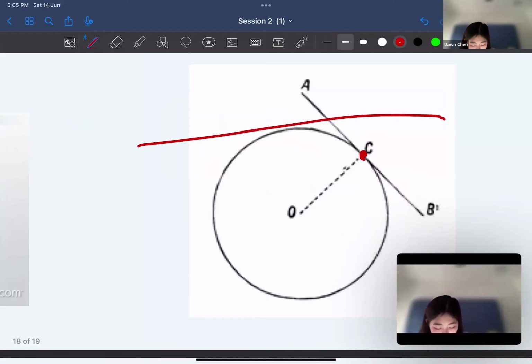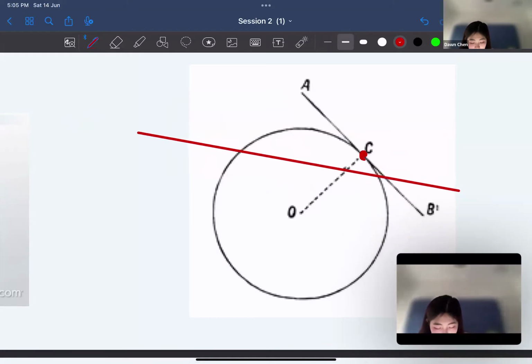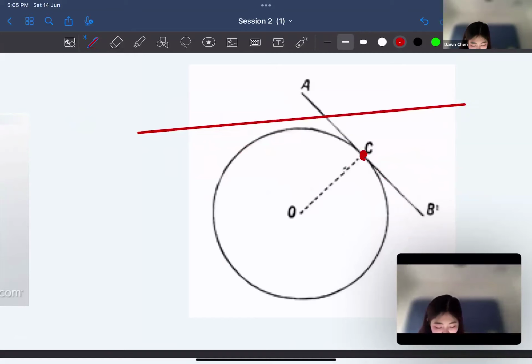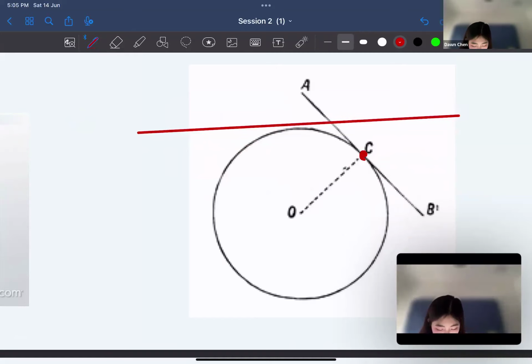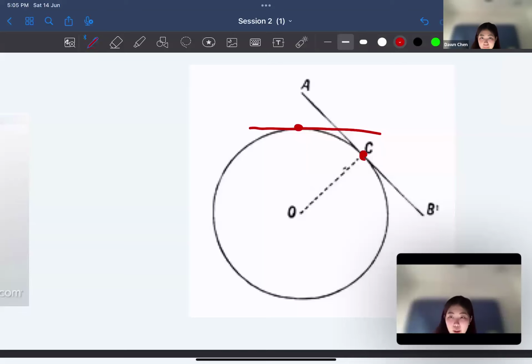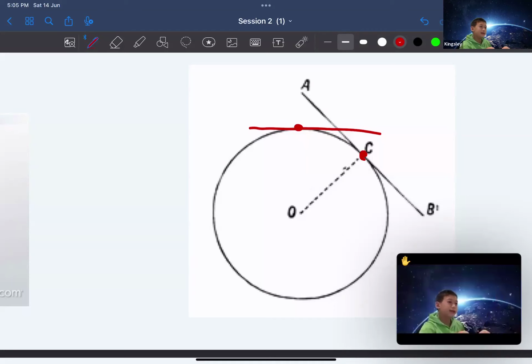I could draw another one, and this would not be a tangent line, but this one, if I can get it to go, it's a little bit hard to control, this would be a tangent line because it touches the circle at 1 point. Okay, does that make a little bit more sense? Kinsley, go ahead. Are OCB and OCA always 90 degrees?